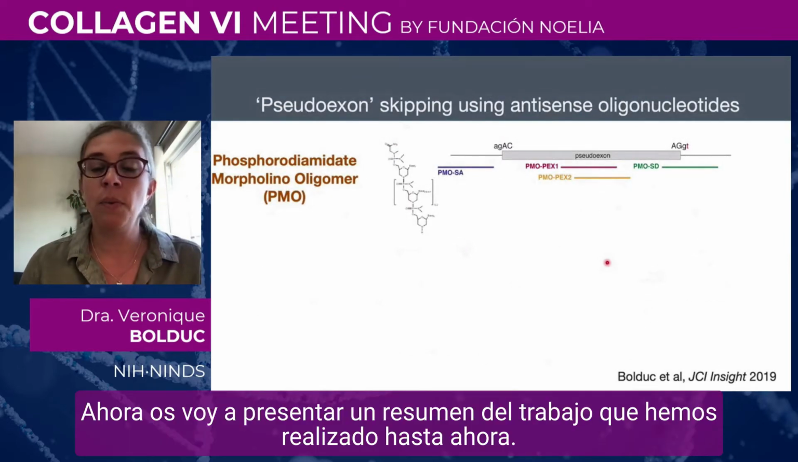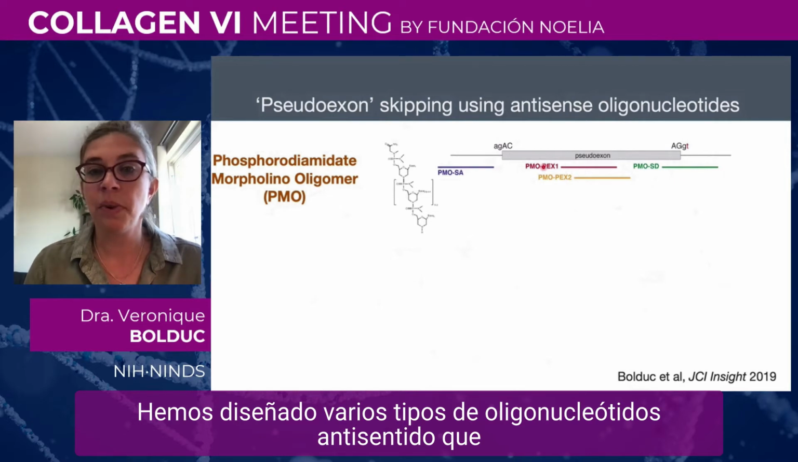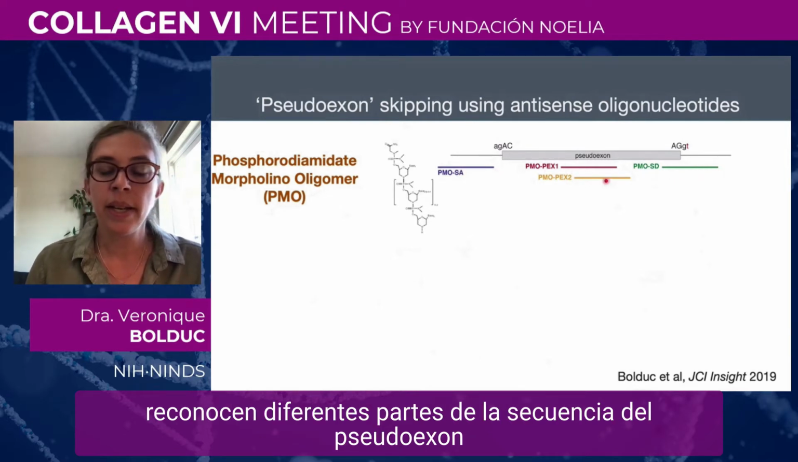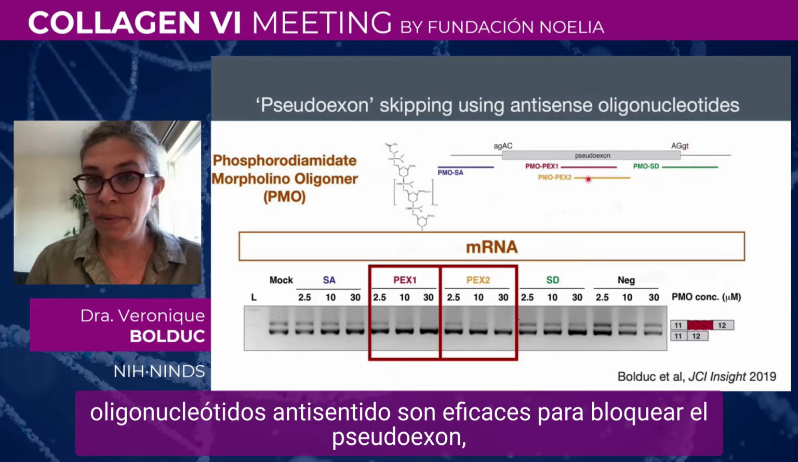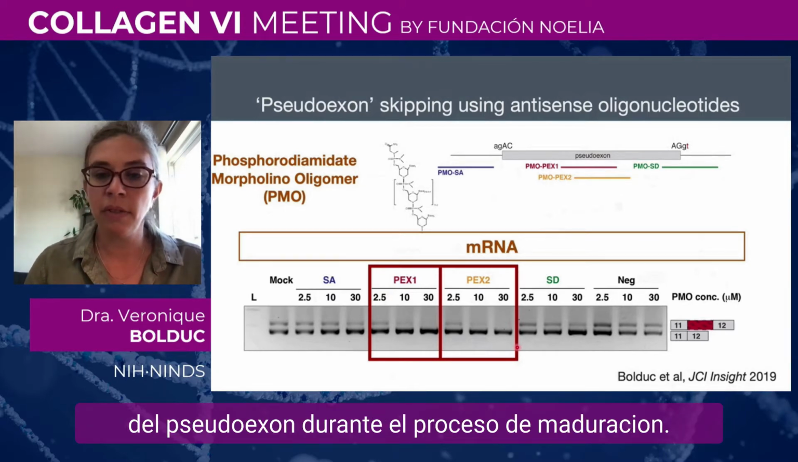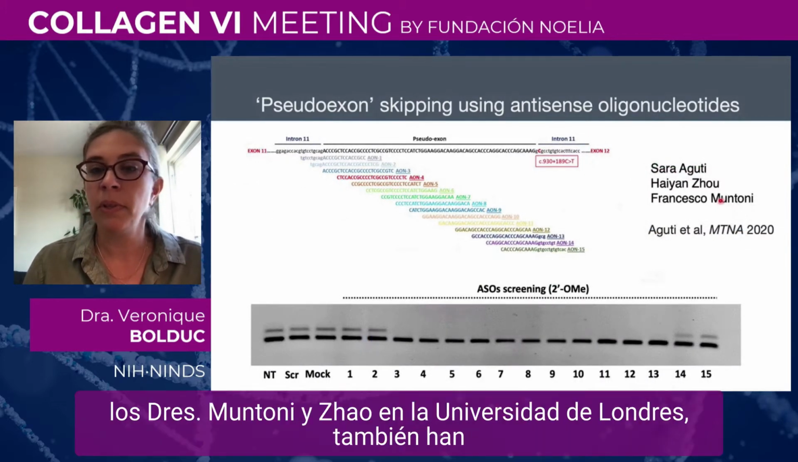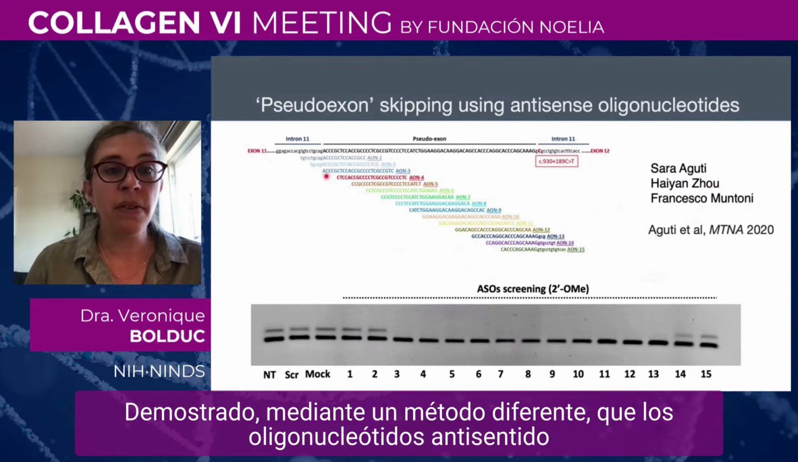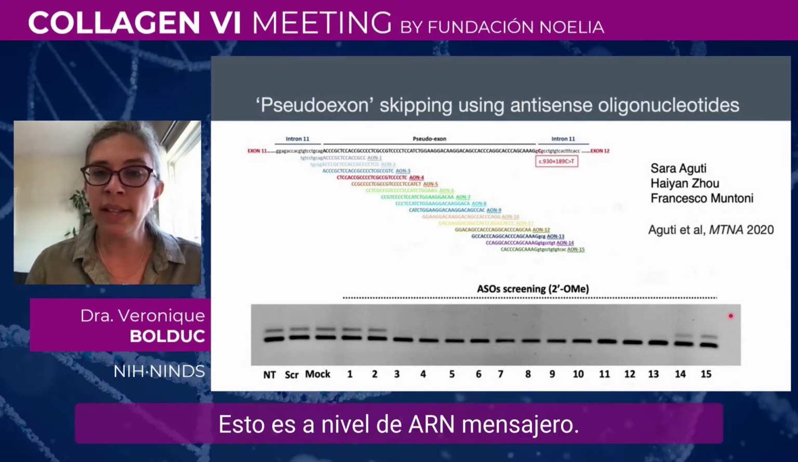So now here's a summary of the work we've done so far. We've designed several antisense oligonucleotides to recognize different parts of the pseudoexon sequence, and we've tested them in cultured cells. As you can see, two of these antisense oligos are effective at blocking the pseudoexon, showing that they are effective at pushing out the pseudoexon during splicing. Other collaborators of ours, the laboratories of Dr. Muntoni and Zhao at UCL, have also shown with different chemistry that antisense oligonucleotides are effective at blocking the pseudoexon. So that's on the mRNA level.